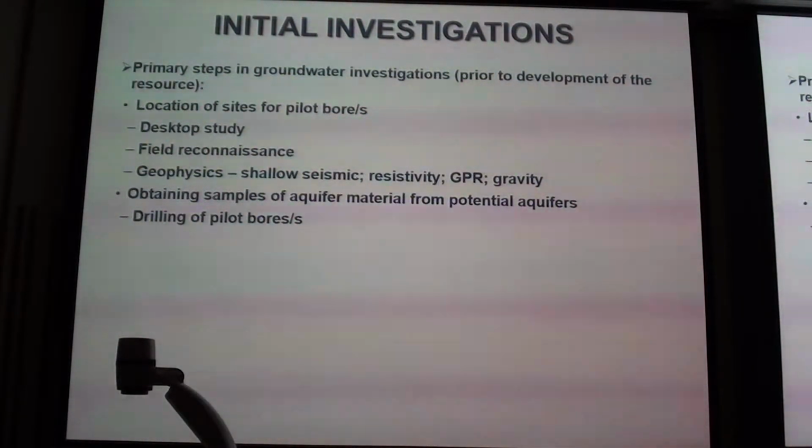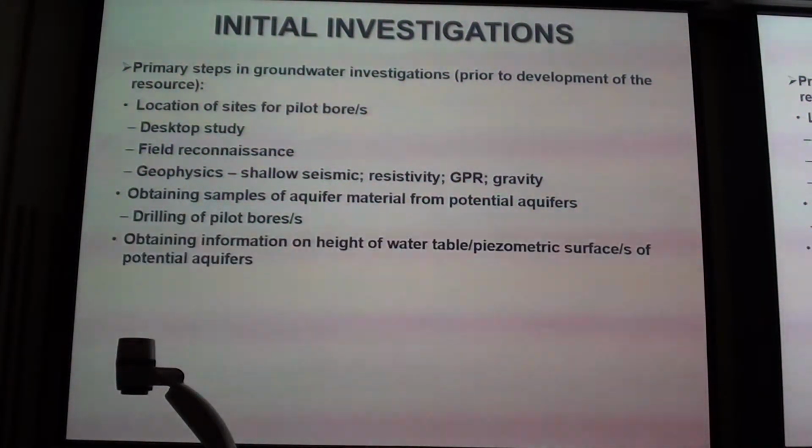Okay, when you're doing your pilot bores, you'll either do core samples or drill chips. Either way, you'll get some sort of physical material that you can try and look at and get an idea of what your aquifer is made of and how it may behave.